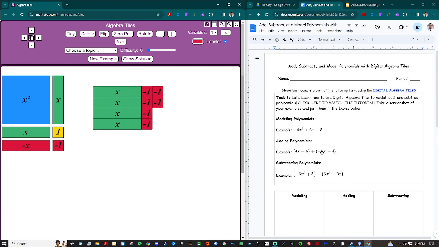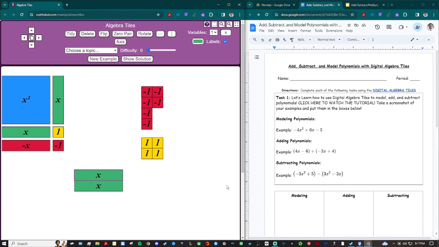For my second polynomial, I need negative 2x. So I'm going to drag out 2 of my negative x's. That's negative 2x. And then I have plus 4. 1, 2, 3, 4. So here are my two polynomials modeled, and we're going to add them together. And what we can do is, when we have an x and a negative x, if we drag them on top of each other, they're going to cancel each other out. So my negative x, positive x canceled out. I'm left with 2 x's.